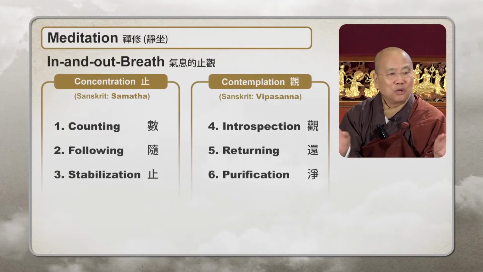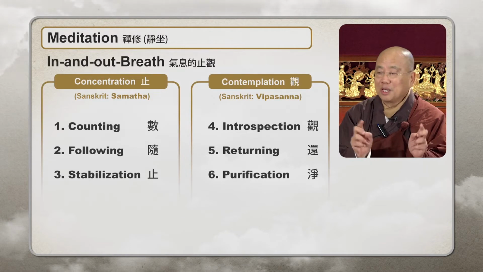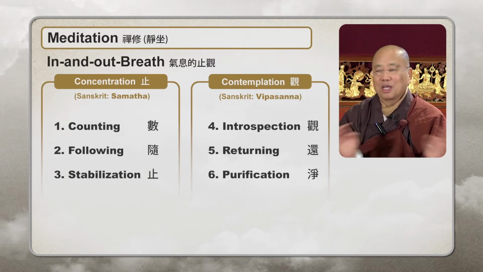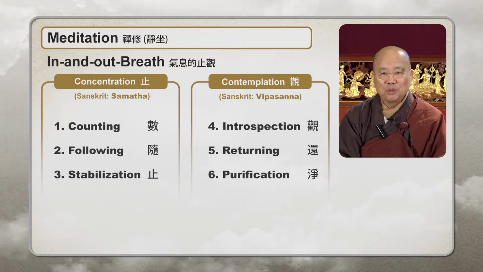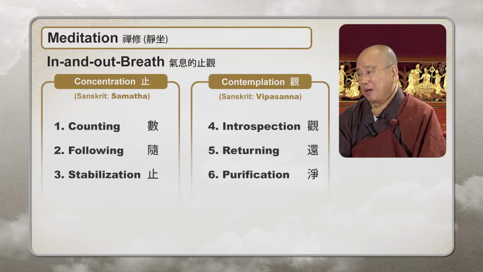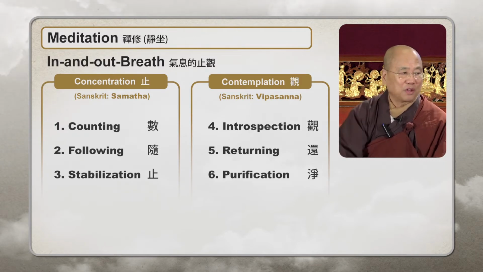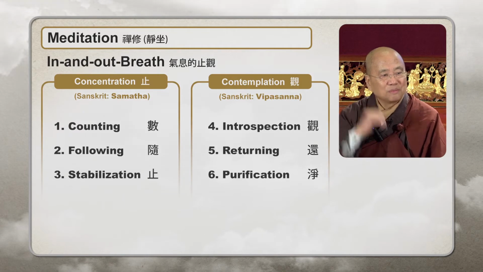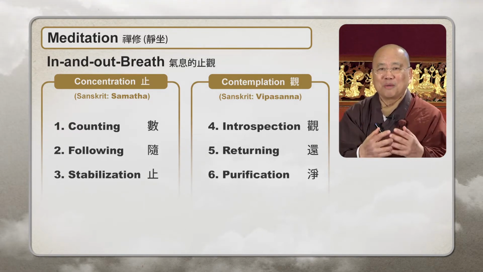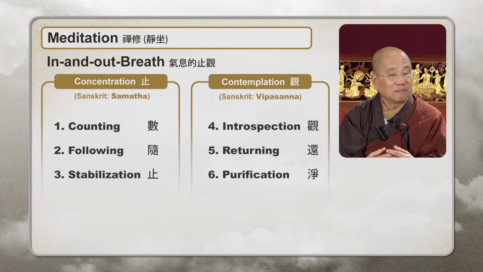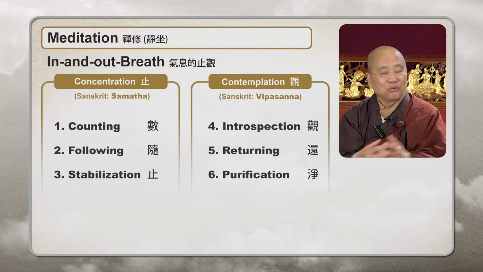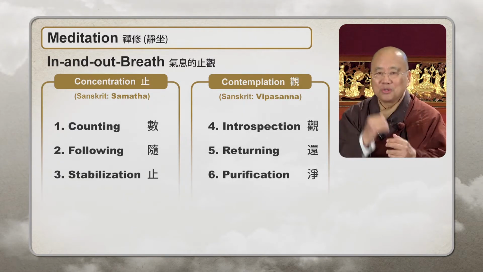Counting is a method spoken by the Buddha, not me. The Buddha already screened all the procedures and said, use the breath, and counting is the preliminary. If you can't even count, you can't go to following. If you cannot follow, you cannot go to stabilization. If you cannot go to stabilization, you cannot go to introspection. If you cannot use introspection, you cannot go to returning. If you cannot go to returning, you can't even get to purification. Now this is procedural. Within the procedure, sometimes you can jump from counting to purification, or from counting to returning. But these are more or less the procedures that you have to go through.